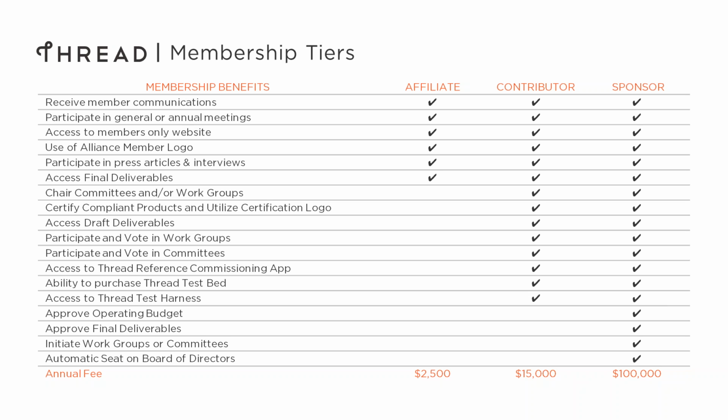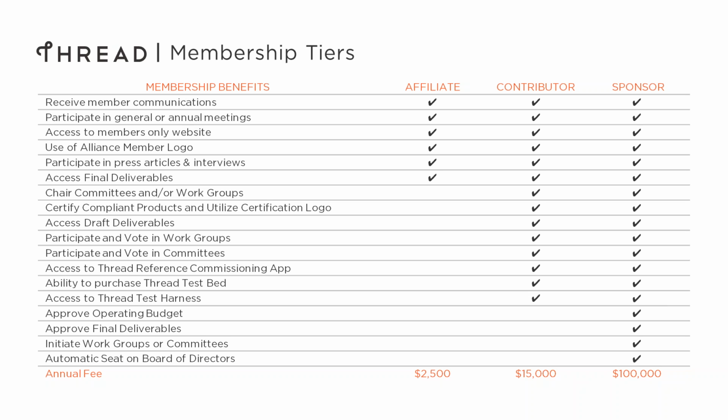The contributor level is the main category, and this is $15,000 a year as a contributor. The main extra benefit you get from that is access to the certification program. All products that are taken to market as a Thread solution must be certified. So as a contributor, that gives you access to that.